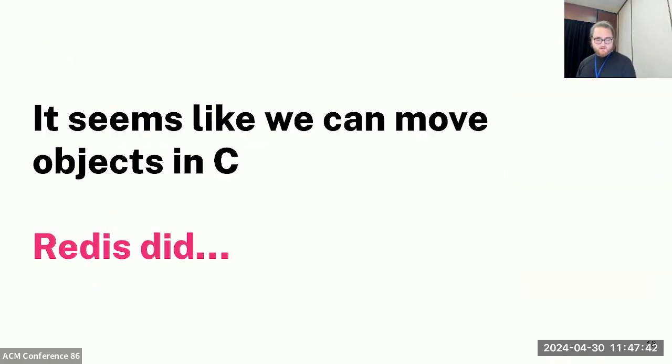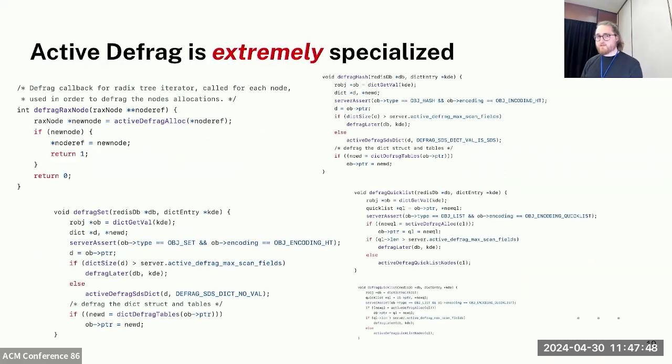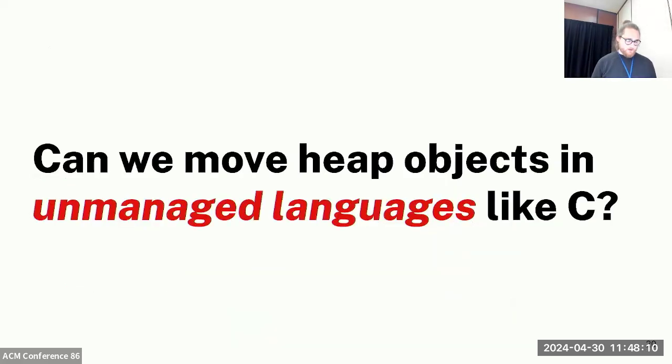So back to that original question, it seems like we can move objects in C. I mean, Redis did. Unfortunately, active defrag is extremely specialized. I just have a subset of the code here. It has hard-coded defrag routines for every single data structure in Redis. It's tied into the event loop. It pauses the threads. It's very integral to the system. And if you want to add a new data structure, you have to go in and worry about how active defrag will handle it.